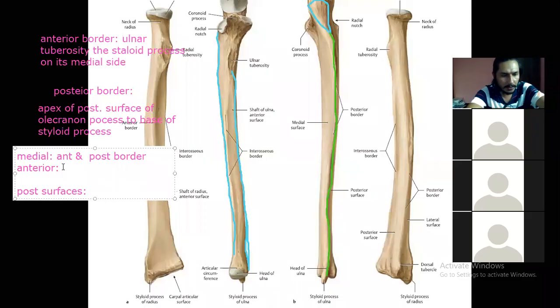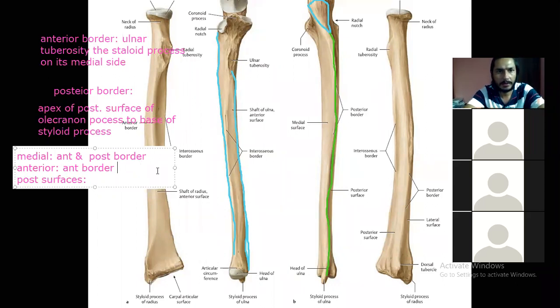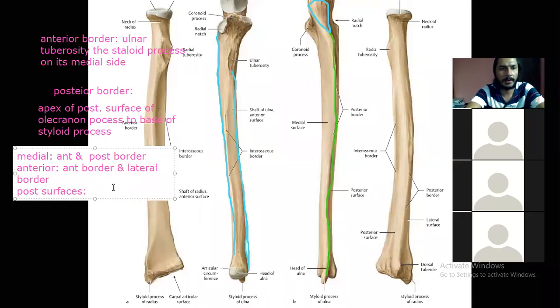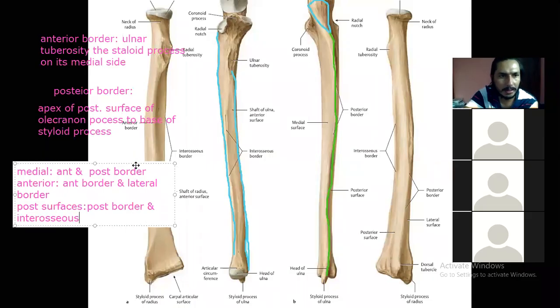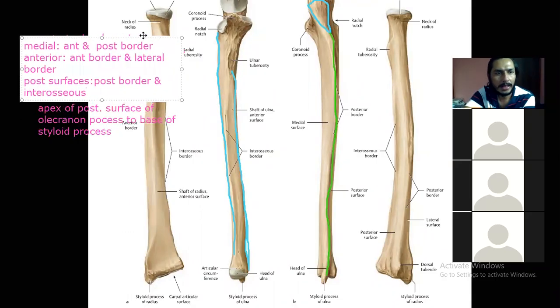Now next is the anterior surface. The anterior surface lies between the anterior border and the interosseous border, that is the lateral border. Then the posterior surface, you will find in between the posterior border and again the interosseous border. So these are the surfaces: medial, anterior and posterior surface.